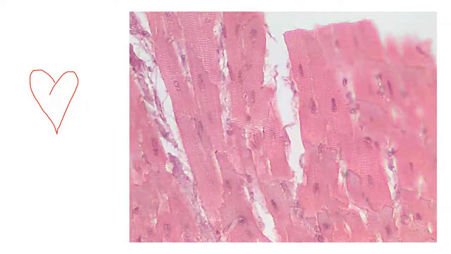Intercalated discs. These are connection points between my cardiac muscle cells. Notice how my cardiac muscle cells are so much smaller than those skeletal muscle cells were. The skeletal muscle cells, it was one cell in this entire space. There were none of those intercalated discs. I see them all over the place when I look at cardiac muscle tissue.